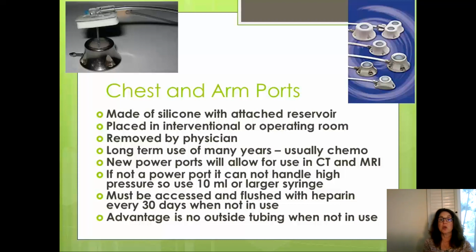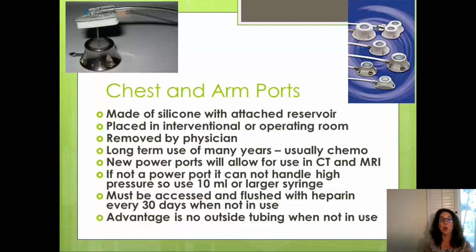Placed in an interventional or operating room, removed only by the physician. Long-term use could be for many years. Usually these are for chemo patients because they'll have chemotherapy and then nothing for a long period of time, and then chemotherapy again. Chemotherapy obviously is very sclerosing to the veins. You can't use up all your peripheral veins. These ports are incredibly useful for that population.